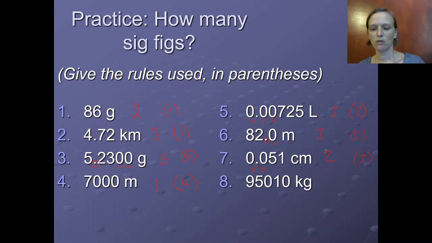And lastly, 95,010 has 4 significant figures. The first zero is significant because it's captive. That's rule number 2. But the second zero is not significant because it's a trailing zero and the number does not have a decimal point. So that's rule number 4.